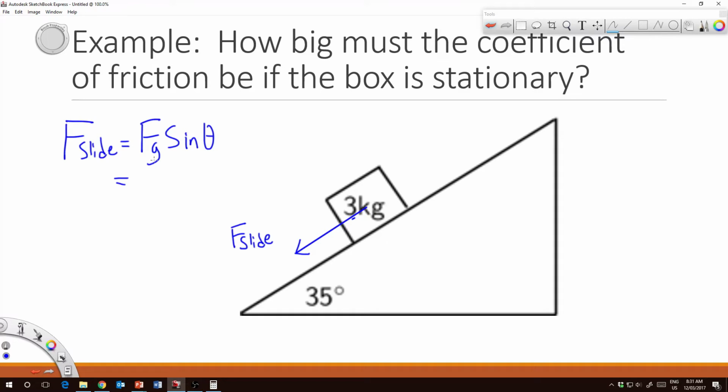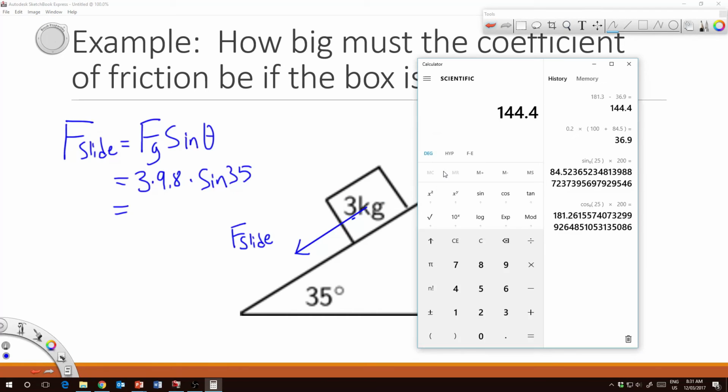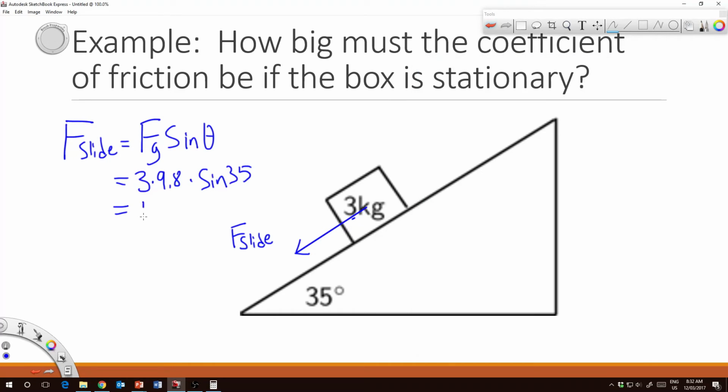So Fg, mass times gravity, so 3 times 9.8 times sine 35. Plop that into our calculator. So 3 times 9.8 times sine 35 equals, we have a total force of 16.9 newtons. This is what's causing it to slide down.